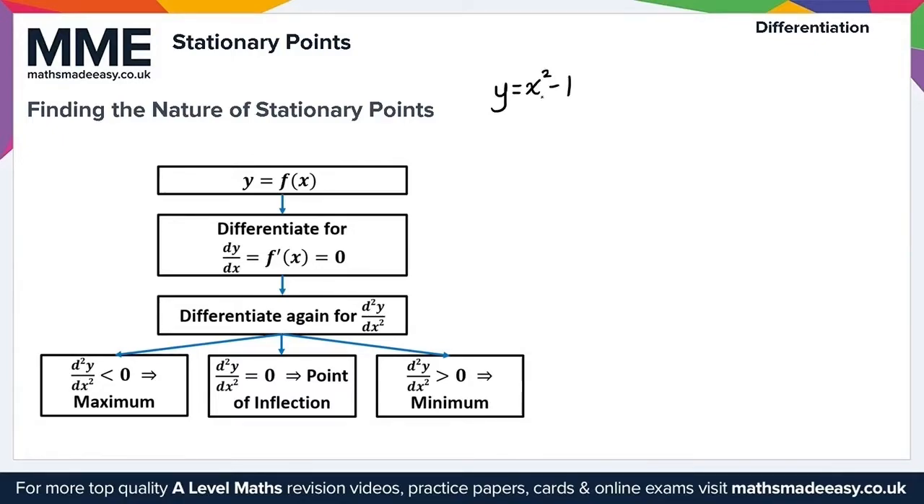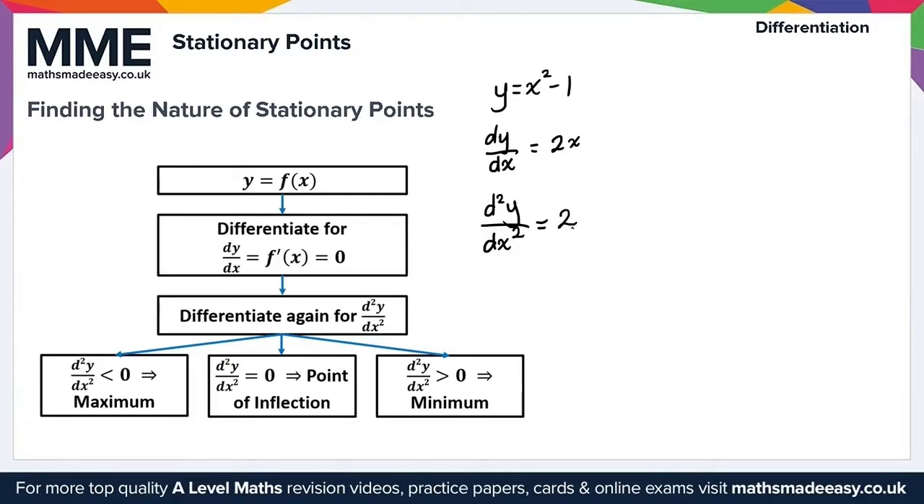First we differentiate here to get dy by dx. So dy by dx here, well that would simply give us 2x. Okay, so that gives us dy by dx. And now differentiate again for the second derivative. So the second derivative here, well that means we just differentiate 2x again. If we differentiate 2x, that would simply give us 2.